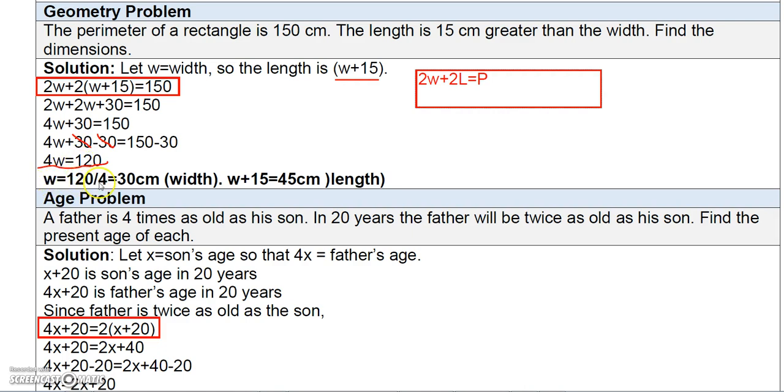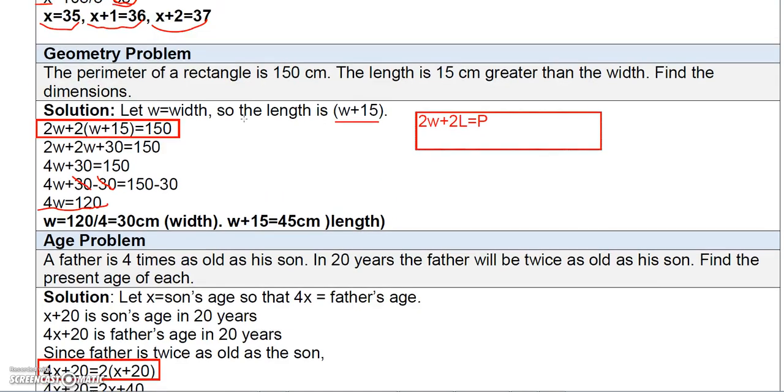120 divided by 4 is 30, and so the width is 30 centimeters, and the length is the width plus 15. So if you plug 30 in for the width, you get 30 plus 15, which is 45, and so that would be the length. So the length would be 45.